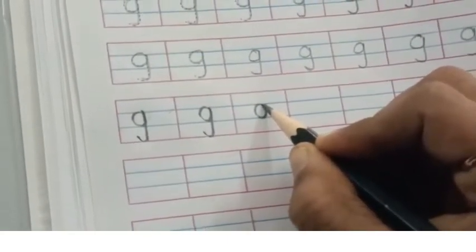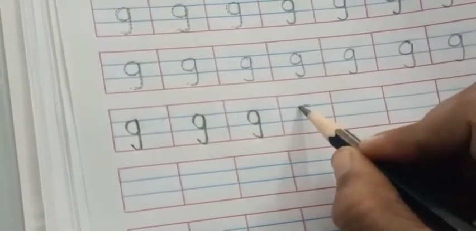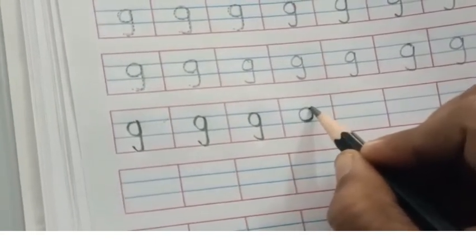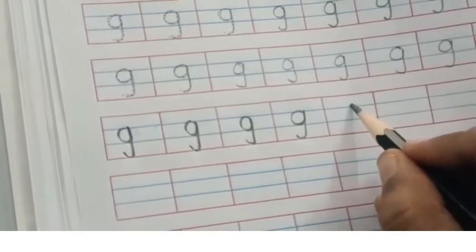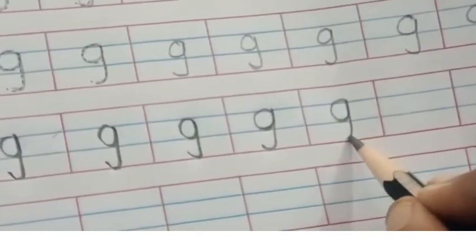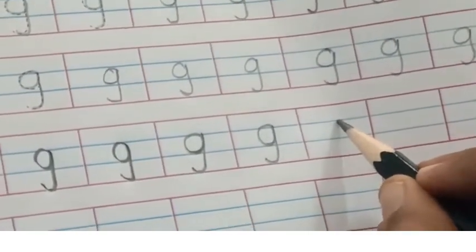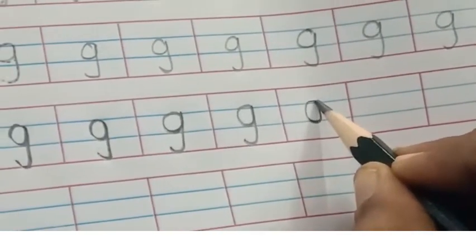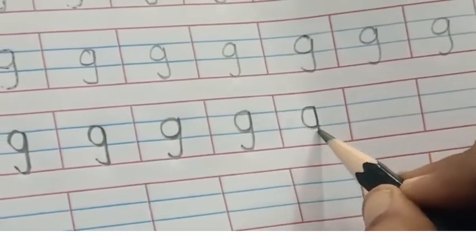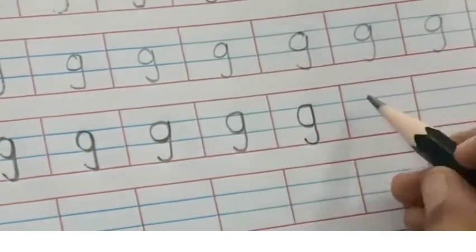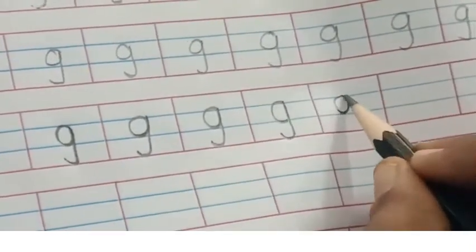Left curve. Go up. Draw a standing line and a small hook. Small letter G. Left curve. Go up. Standing line and a small hook. Small letter G. We are writing in these two center lines, in these two blue lines. Left curve, go up, standing line and a small hook. Small letter G.